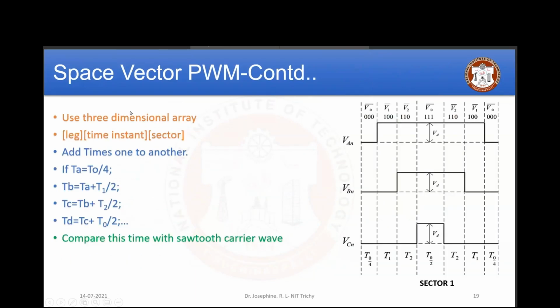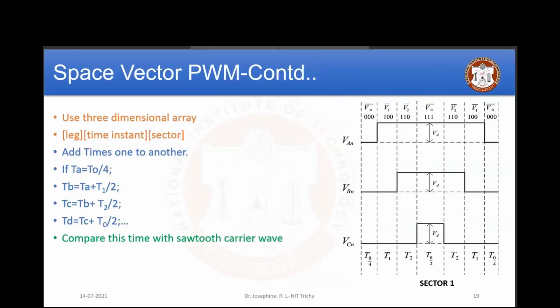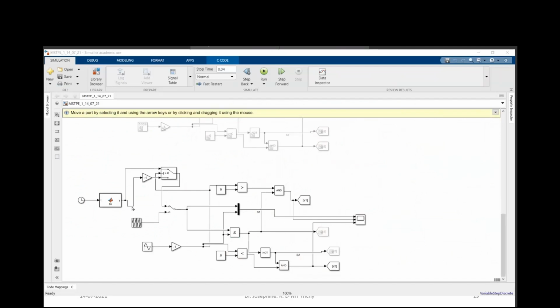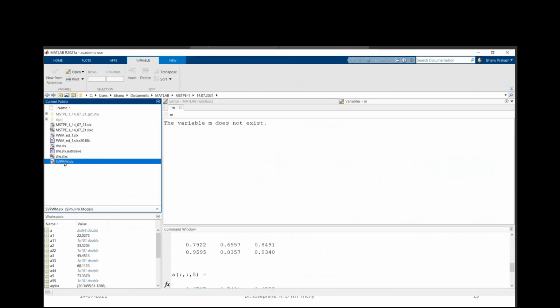Then we'll see this. I think we'll see tomorrow. Initially, we'll start this. Then we'll go for a hysteresis current controller and multi-level inverters. Any queries so far? This we'll see in the tomorrow morning. I'll go a bit fast.